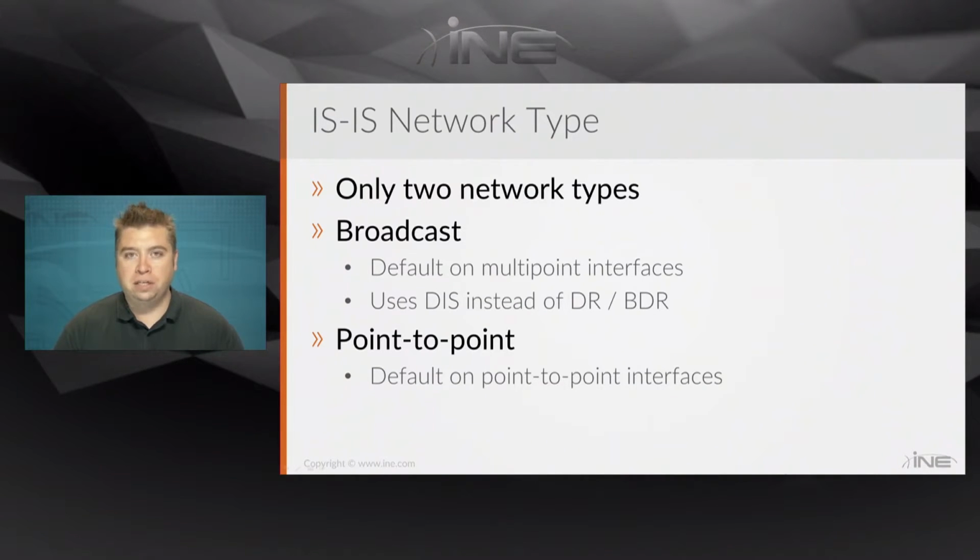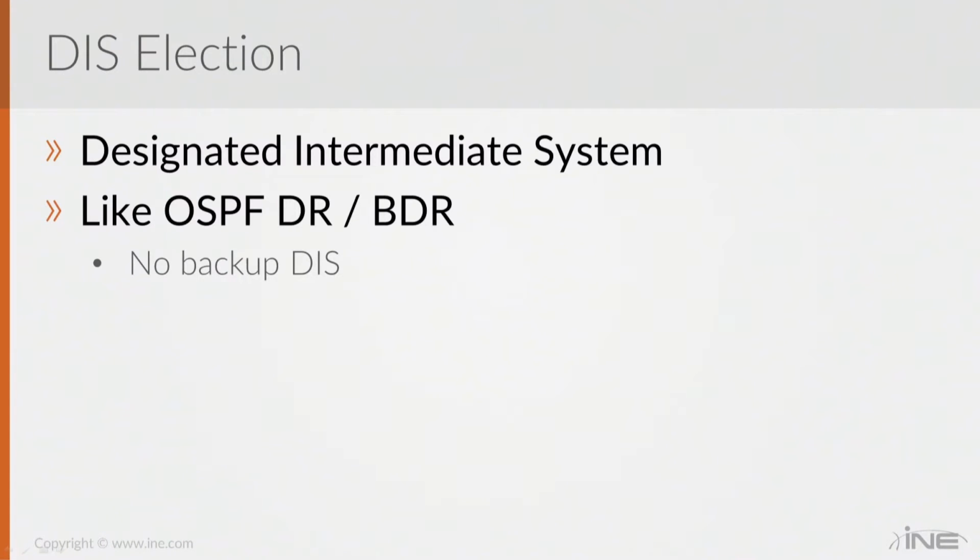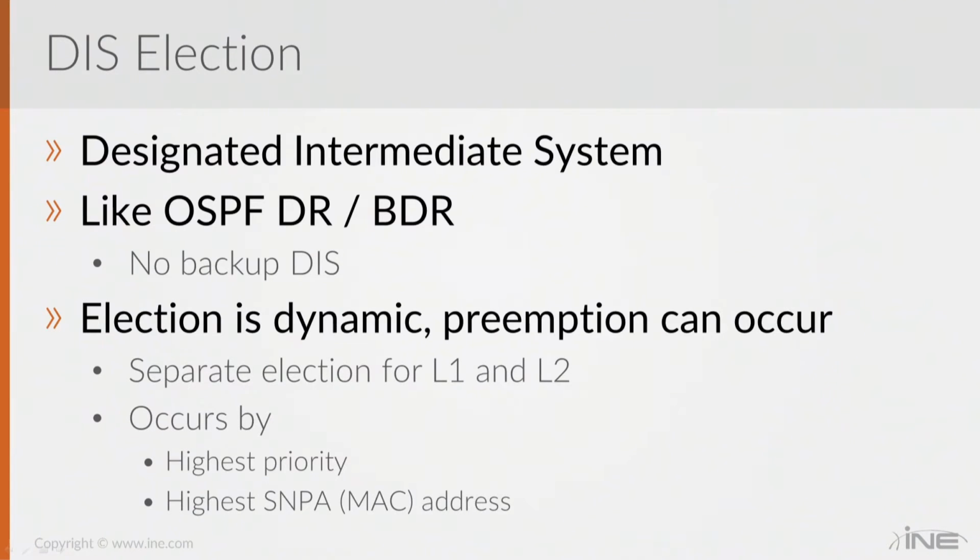Now the reason that there is a difference between them is similar to what we have in OSPF, where OSPF defines the designated router, ISIS defines the designated intermediate system, or the DIS. Now, unlike OSPF though, there's not a backup for the designated intermediate system, which means that the election is dynamic. So preemption can occur for the DIS election, and it's going to be based on, just like in OSPF, a higher priority value, and then the higher identifier, which is called the subnetwork point of attachment, which is essentially the MAC address of the ISIS process.